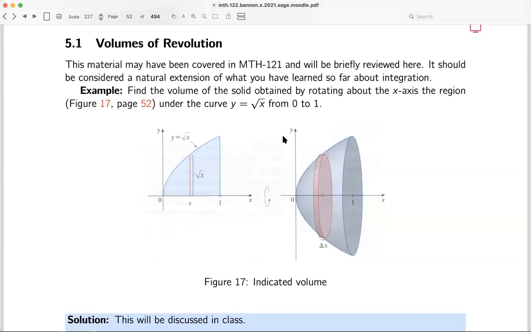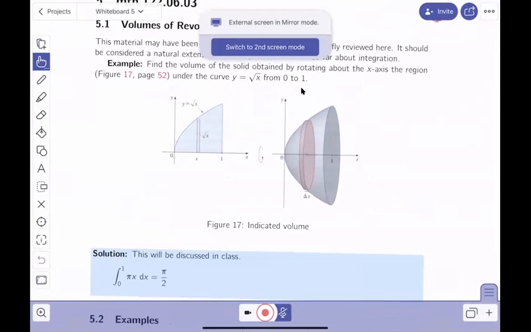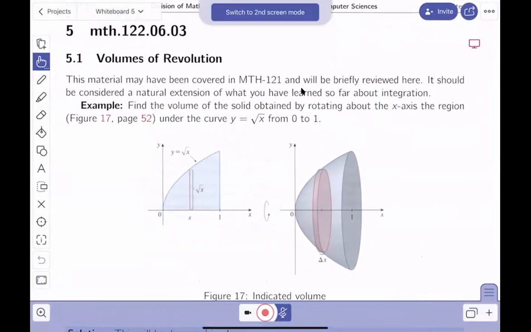So let me give you a new share, and we're going to go to my whiteboard now. And we're here. Again, really short lecture, all right? So it basically says the material was covered in Math 121 and it's going to be really reviewed here. These pictures I just lifted from a textbook. Standard calculus textbook, the pictures always look the same.